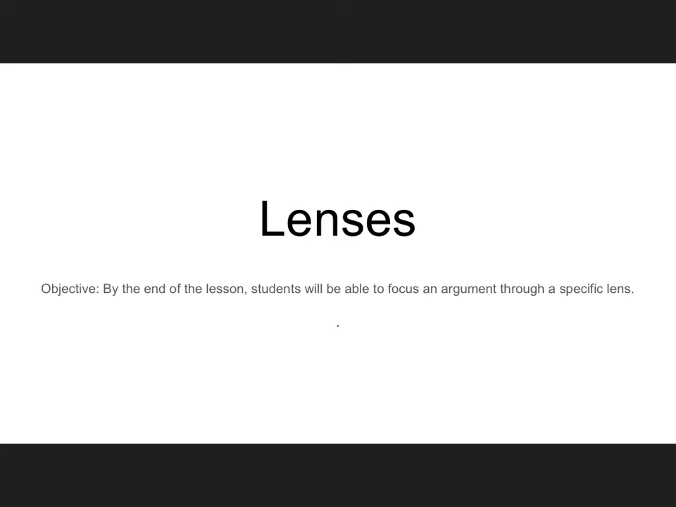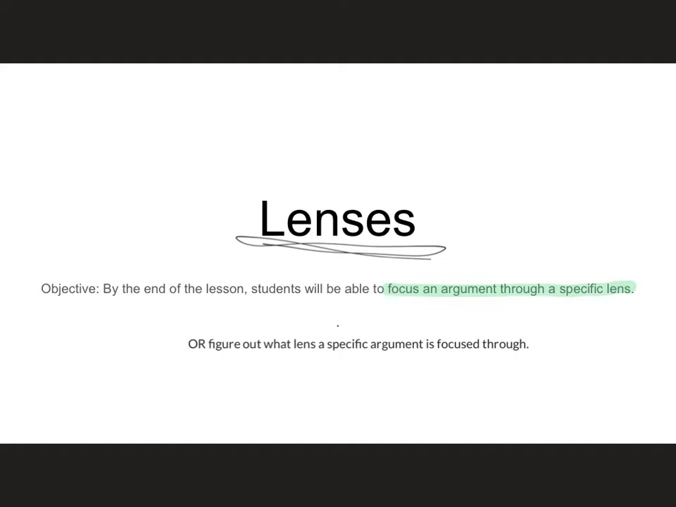All right, so this next lesson is a really important lesson in AP Seminar, because all year we're going to be talking about the difference between lenses and focusing an argument through specific lenses and perspectives or points of view, which is the stakeholders that are affected by making a specific argument or who the argument is about. This lesson is going to be focused on lenses, and by the end of this lesson, you will be able to focus an argument through a specific lens or figure out what lens a specific argument is focused through.